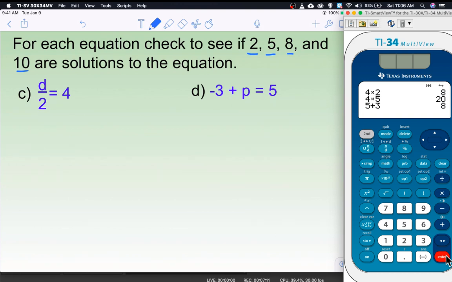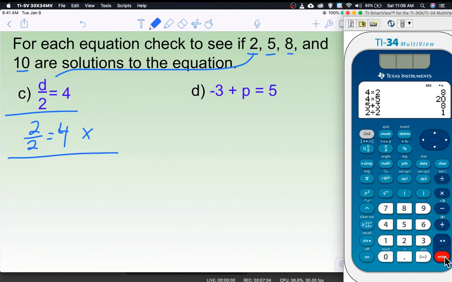All right, so the first one here. If I plug in 2 for D, does 2 divided by 2 equal 4? I'm just going to check the work using the calculator. I know it's not going to work because 2 divided by 2 is 1. Any number divided by itself is 1. 1 does not equal 4. That one did not work.